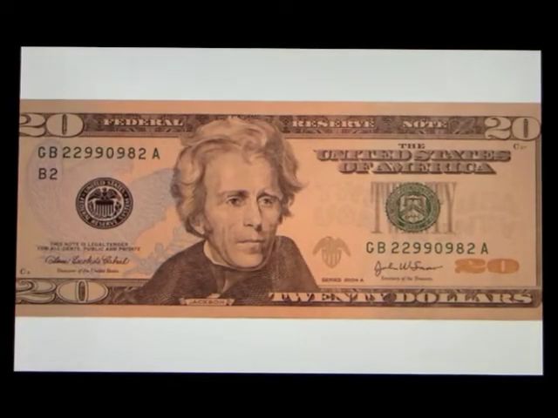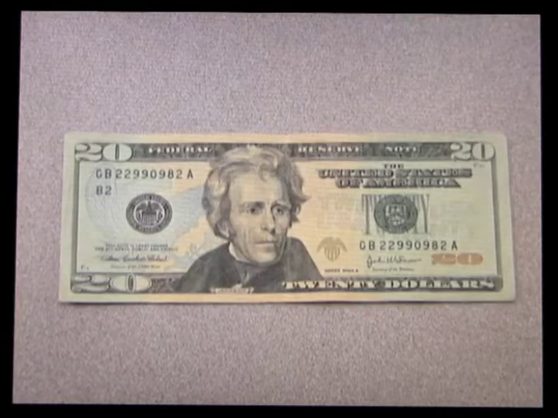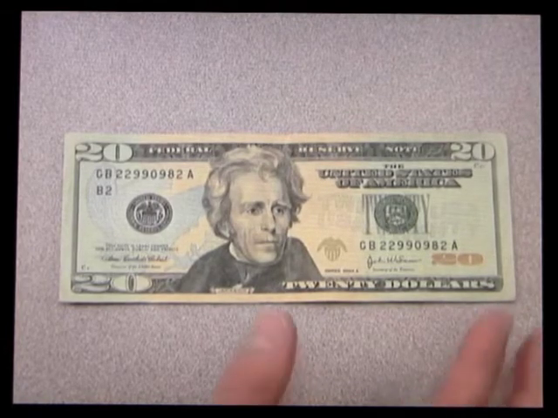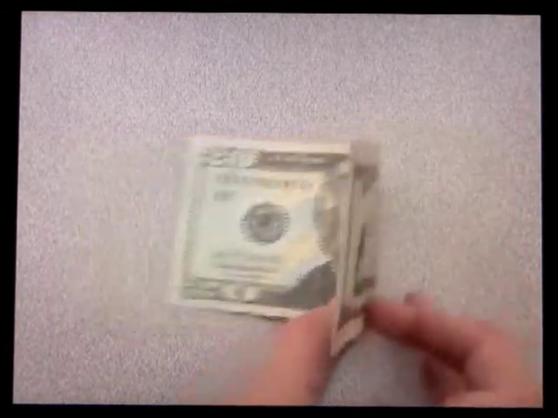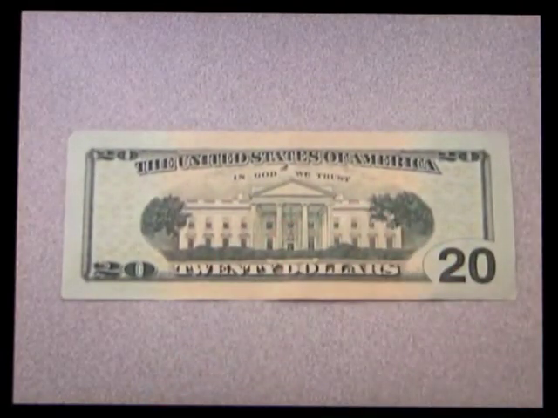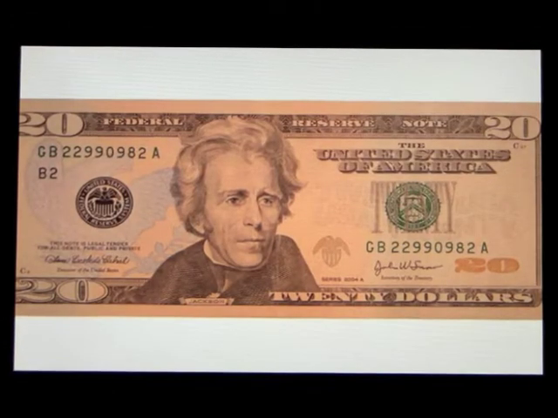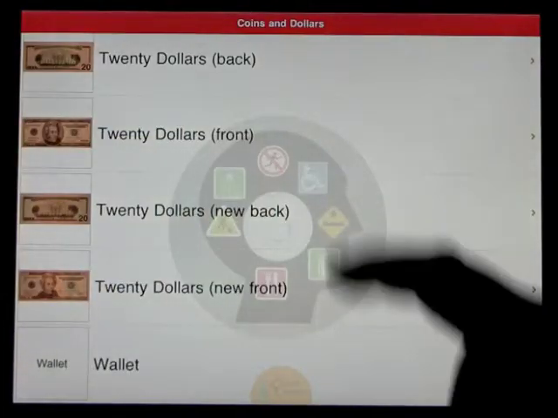$20, new front. This is the front of a $20 bill. This is the newer $20 bill, which has more color than the old bill. The front of $20 has a head on it. This is the back. A $20 bill has a 20 on it. $20, new front. And so on.